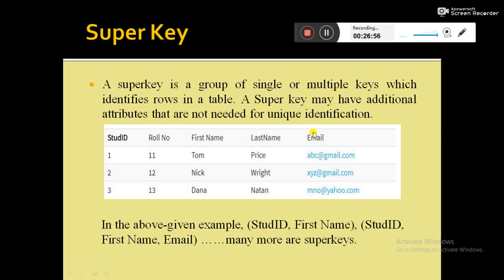Now, tell me whether email can be a super key. Yes, email is unique. No one has the same email. So with the help of email, we can uniquely identify a particular record. So email can be a standalone super key, stud ID a super key, as well as a combination of all the attributes in a table. For example, email comma last name is also a super key. Email, last name, first name is also a super key. So in a relation, we may have many super keys.